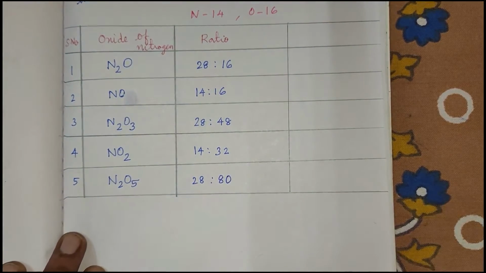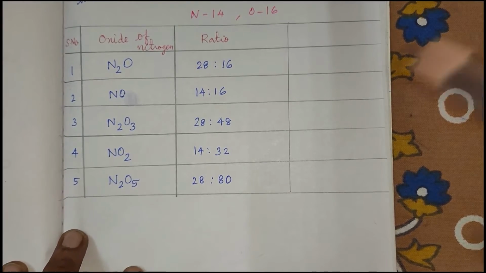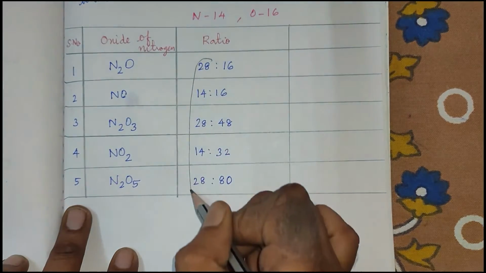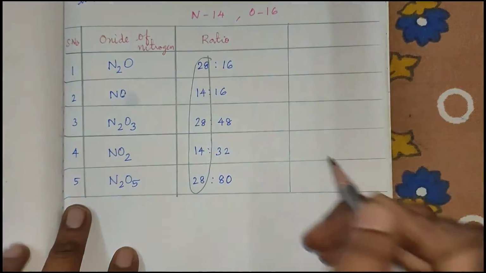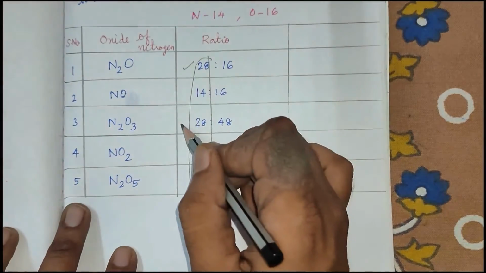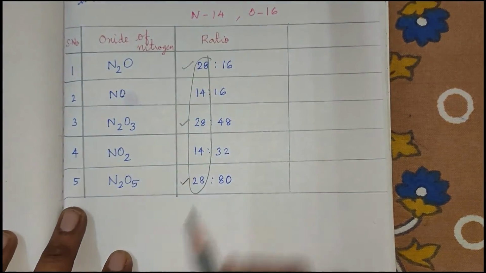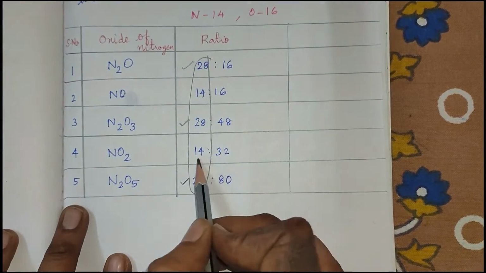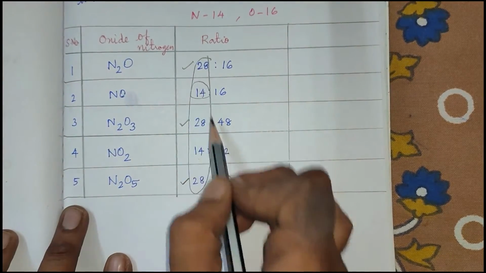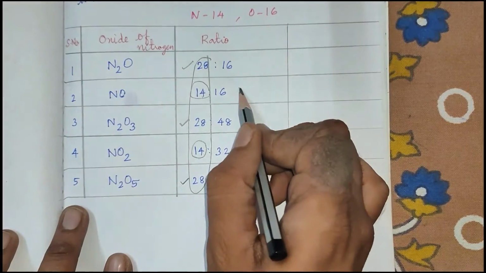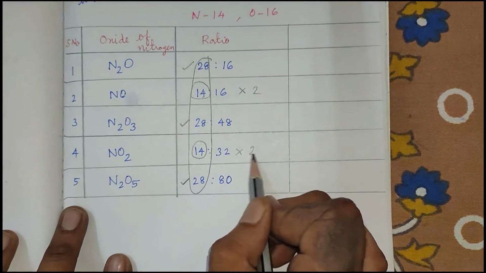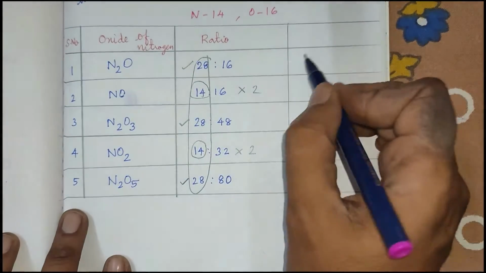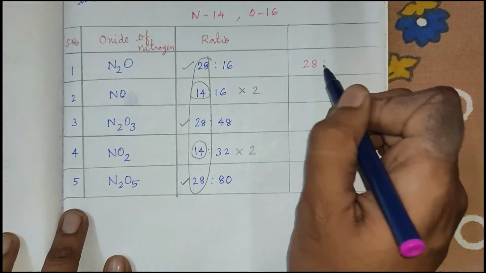Now what is my aim? I am going to take the mass of nitrogen to be fixed. So look at the first case, third case and fifth case. It is 28. I want to change these 2 cases also to 28. So what should I do? I should multiply this by 2. Right? What will I get? Here in this case I will be getting 28 is to 16.